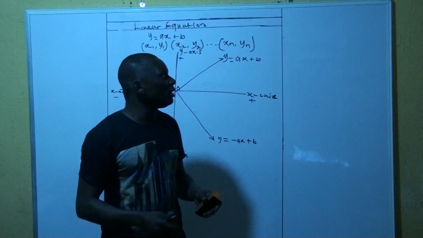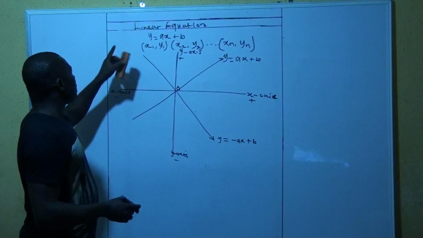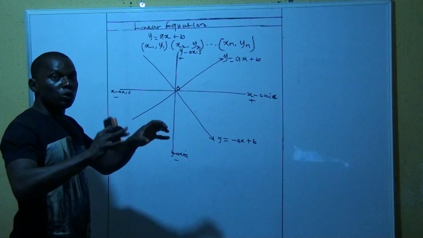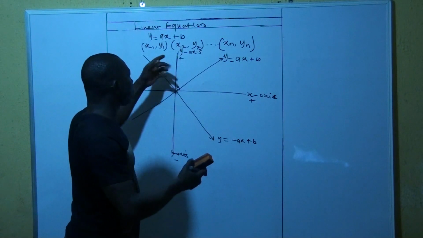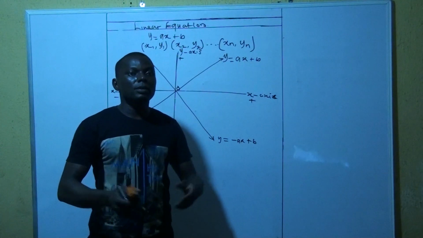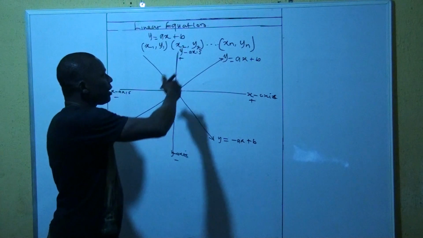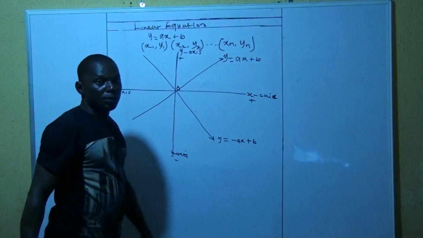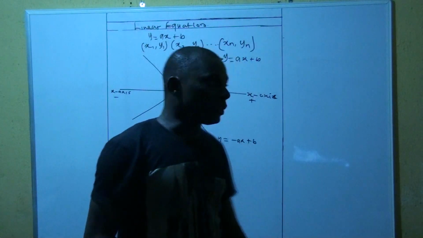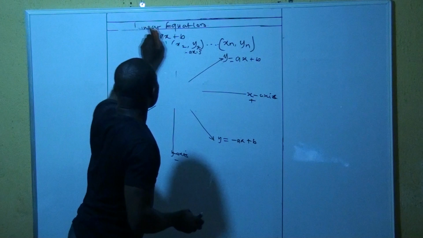I'm just trying to explain why we refer to this kind of equation as linear, because if different solutions from this set of equations are plotted on the graph on our Cartesian plane, this is the kind of graph we're going to obtain. That is why we term it a linear equation.